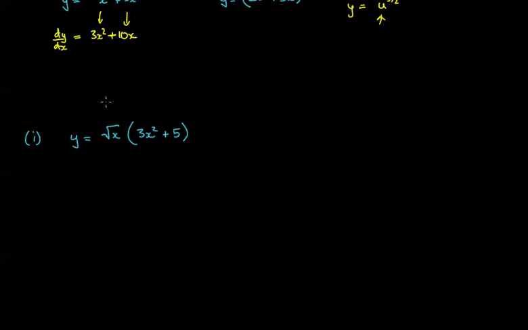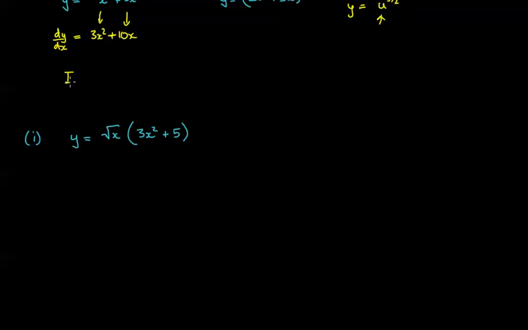But I'm going to show you this new method, which is going to help us differentiate functions like this, because if you look at what this function is, this is really two separate functions being multiplied together. It is the square root of x times, and this is already in brackets, 3x squared plus 5. Okay? And I'll show you this new rule called the product rule, which is great for differentiating functions which are a multiplication of two separate functions.